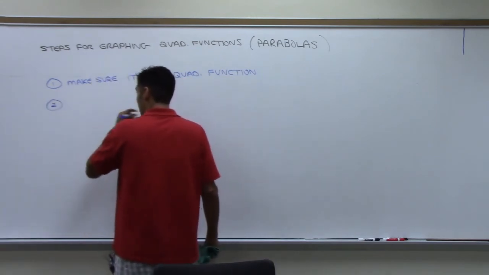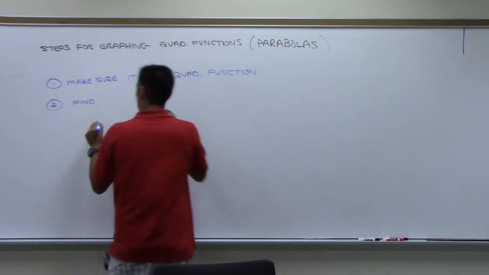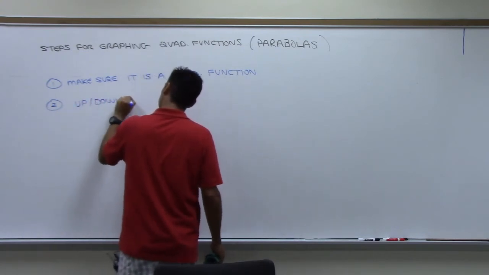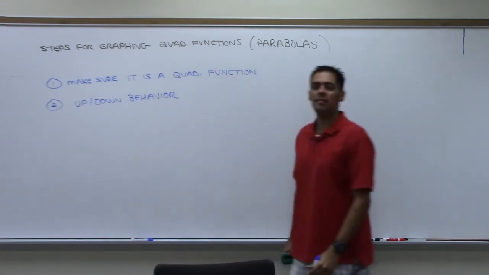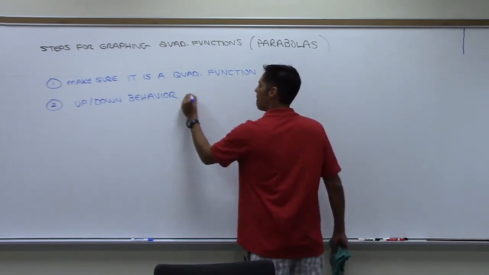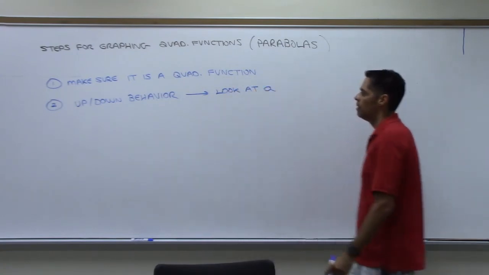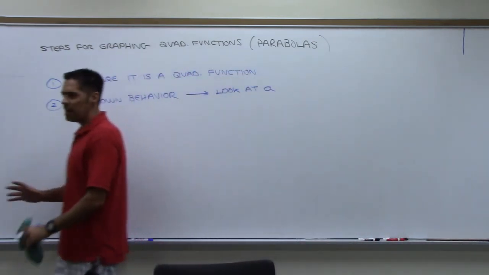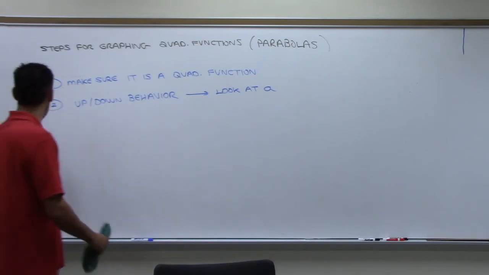Second step, I like to do this first. Let's just put up, down, behavior. You're going to figure out the up or down behavior. How do you do that? Look at A, right? So the first thing you do is make sure you're looking at a quadratic function. Next thing you do is just look at it and just say, does it open up or down, right? That way we have that, put that on the side for now.